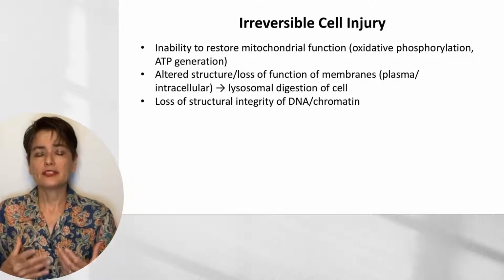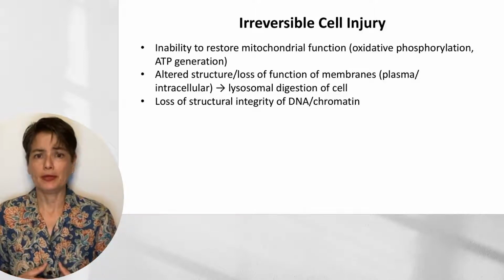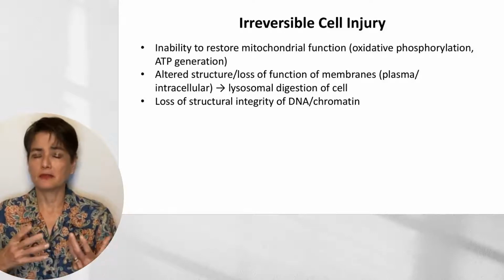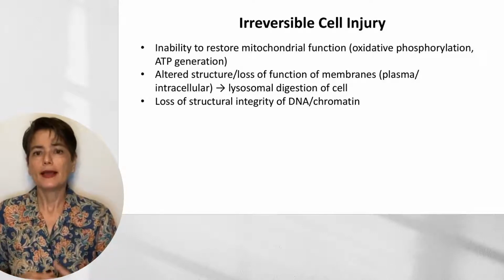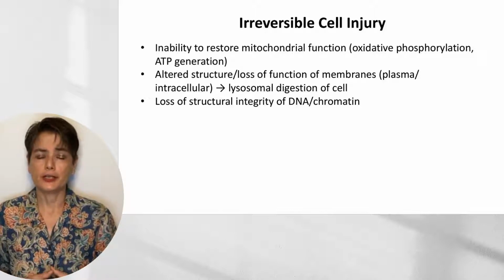And what this is characterized by, the reason it's irreversible, is because you have really three things that happen that say the cell can't save itself. So one is the inability to restore mitochondrial function. So this can be because the membranes are so damaged. And when you lose your mitochondria, you lose oxidative phosphorylation and ATP generation.